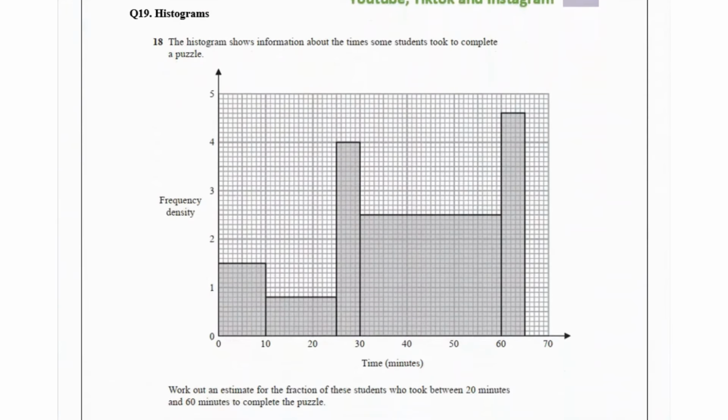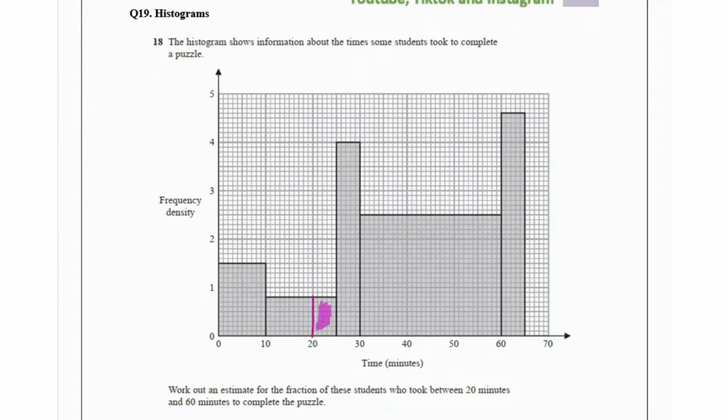Then histograms. There's a very high chance histograms are going to come because it came last time as well. And based on the pattern I've seen for paper ones, histograms do appear very commonly. The histogram shows information about the time some students took to complete a puzzle. Work out an estimate for the fraction of the students who took between 20 minutes and 60 minutes to complete the puzzle. So between 20 and 60 minutes. This is 20 and this is 60.